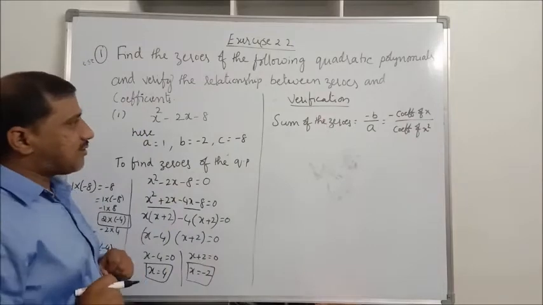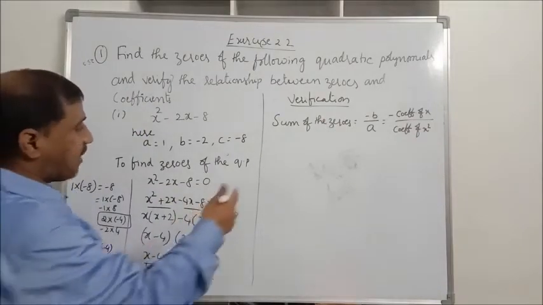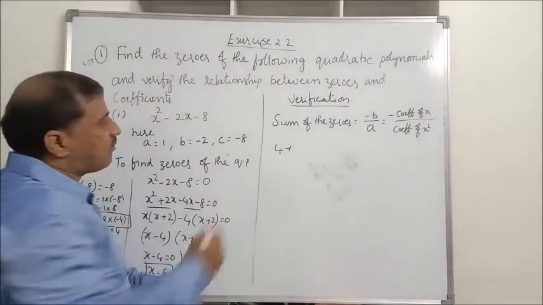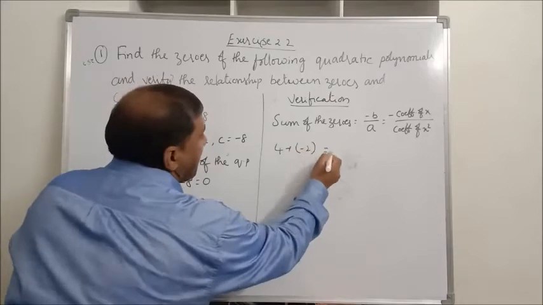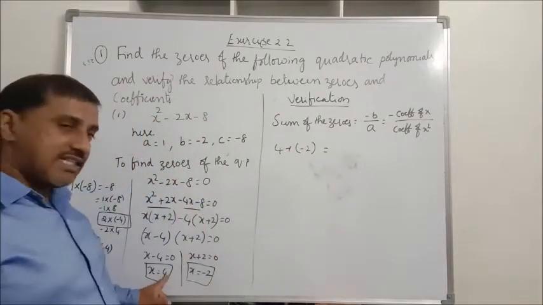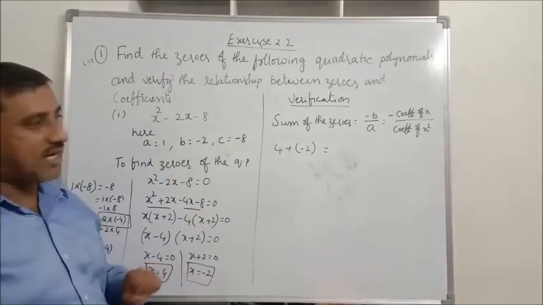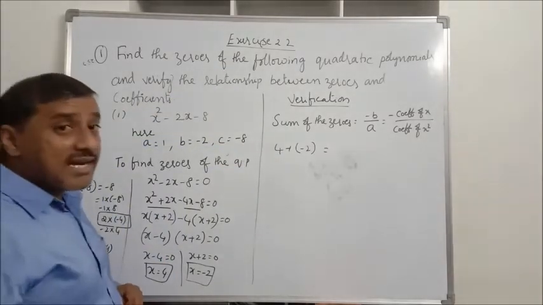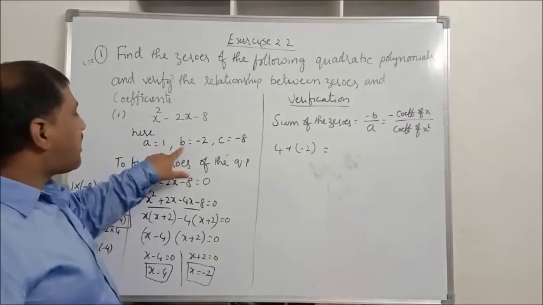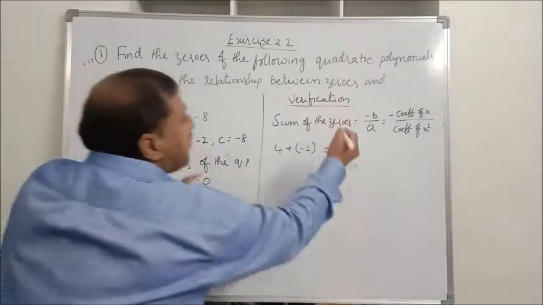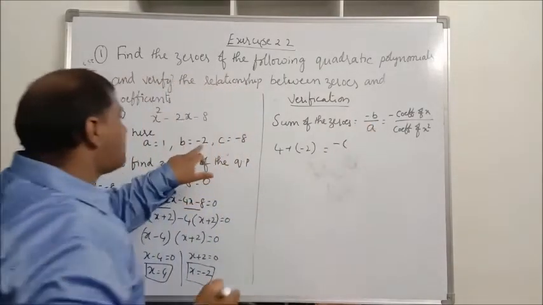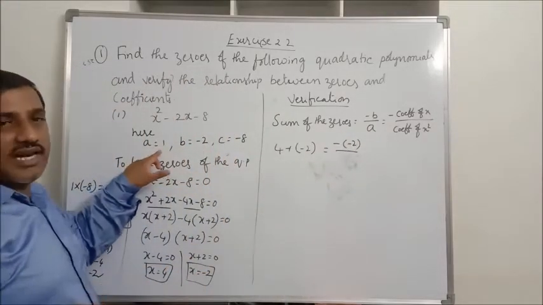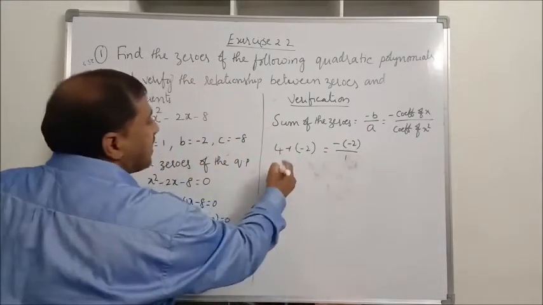Now the sum of the zeros: we got the zeros, x equals 4 and x equals minus 2, those are the two zeros. On the left hand side we are adding the zeros, that is 4 plus minus 2. That is equal to minus b by a. What is b here? Minus 2. So minus b by a is minus of minus 2, divided by a. What is a here? 1.